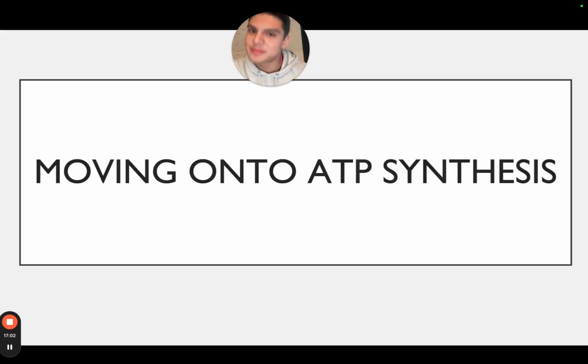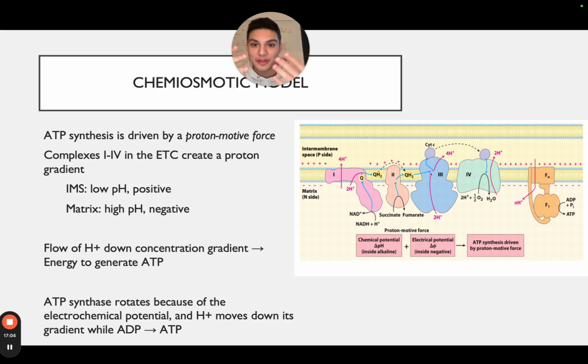So now moving on to ATP synthesis. We did the 4 complexes. What do we do after? So we have this chemiosmotic model of ETC, which just means the chemical concentration gradient that drives ATP synthesis. That's literally it. And it says here, ATP synthesis is driven by a proton motive force.